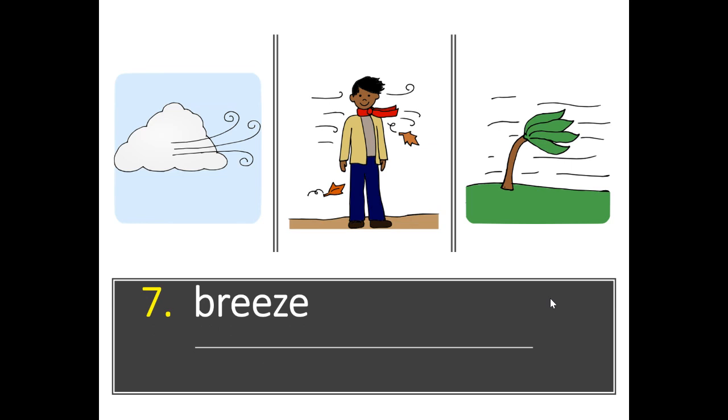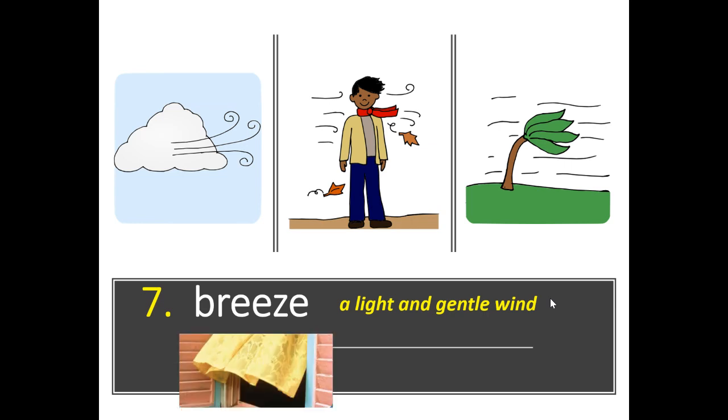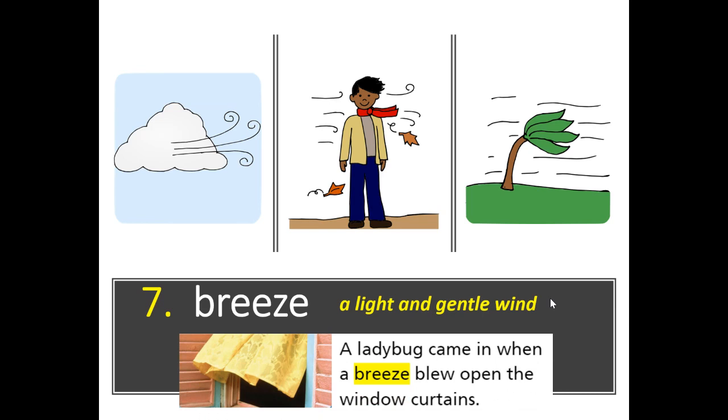Breeze. So what is a breeze? A breeze is a light and gentle wind. So write down breeze for number 7. You can write wind or light wind for your synonym if you're doing that activity. A ladybug came in when a breeze blew open the window curtains. Think about it. What does a breeze feel like?